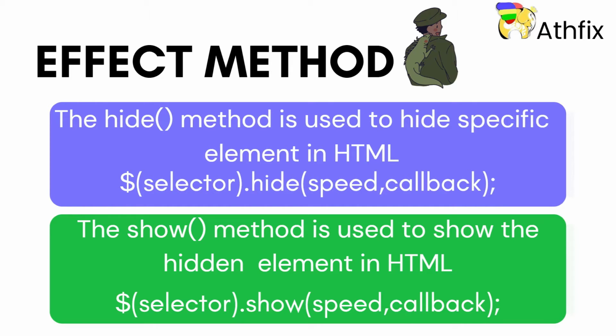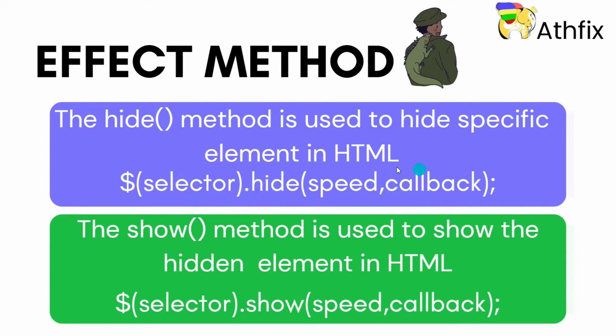For example, if I created a p element with hello world as inner HTML, we can hide that using this method, in which we select using the dollar selector with the brackets. Inside the brackets I use two inverted commas, and here I use p because it is under the p tag. And next I use dot hide.